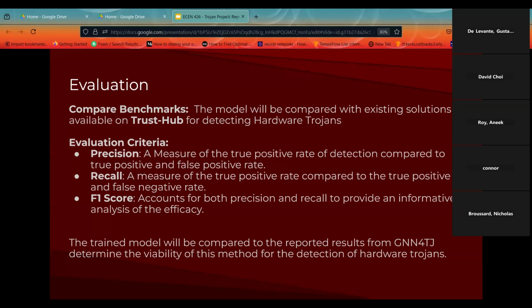The first is precision, which is a measure of the true positive rate of detection compared to the true positive and false positive rate. There's recall, which is a measure of the true positive rate compared to the true positive and false negative rate. And there's the F1 score, which accounts for both precision and recall, and measures both of those results to provide informative analysis of the efficacy. The trained model will be compared to the reported results from the GNN42J to determine the viability of this method for the detection of hardware Trojans.